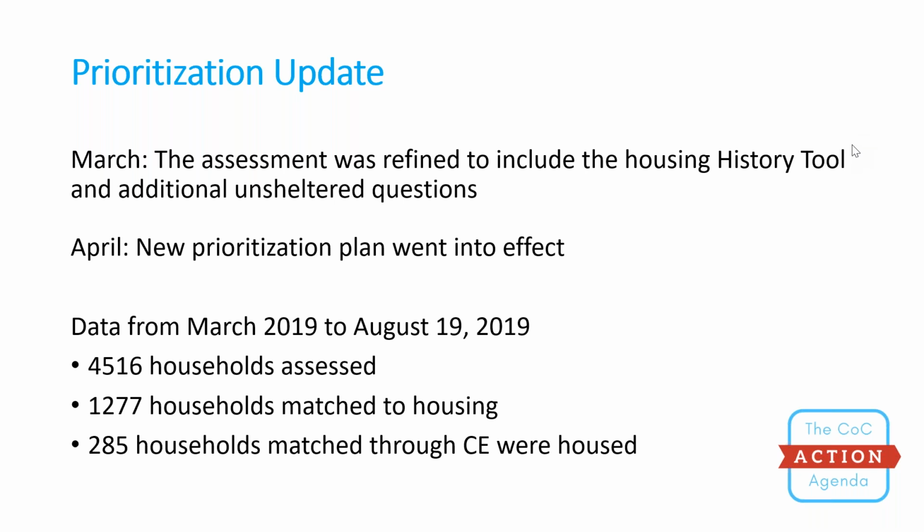Since then, 4,516 households have been assessed. 1,277 have been matched to housing, and 285 households matched through coordinated entry were housed. That's pretty awesome. That's part of the whole community effort, but really the skilled assessors have been working very hard. So I think people can give themselves a pat on the back for that. Let's see if I can click to the next slide, or you guys can click.